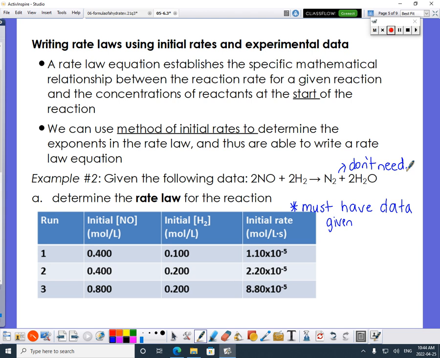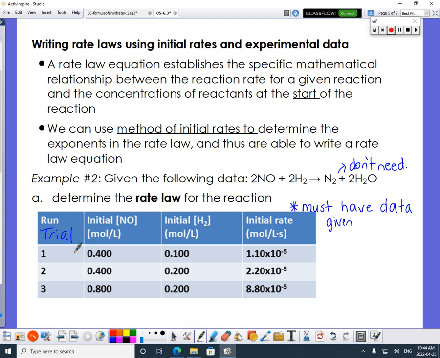And so what's happened is a scientist has run this reaction. Sometimes this might be called the trial. So how many times has the reaction happened? And they did different measurements. The first reaction, they put in 0.4 molar, 0.1 molar, and this is the rate they got. The second reaction, they did 0.4 again, but then they changed the hydrogen, and this is what they got, a faster rate. This time, they greatly increased this, NO, and the rate also greatly increased.